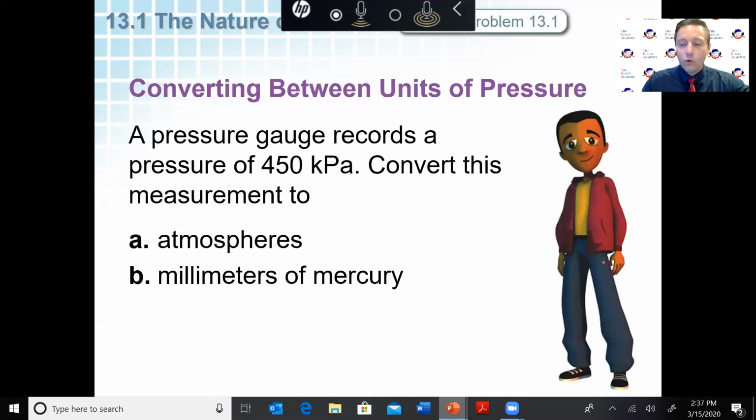So first off, we're going to do an example problem here. Now, you know that our PowerPoints have a lot of examples in them, and they show you, for the most part, the exact same way that I teach you to do it. So we're going to look at, if you had a pressure gauge that registered 450 kilopascals, how do you convert that to atmospheres or millimeters of mercury? And we're going to try and do part A first, which is converting to atmospheres, and then we're going to convert that same 450 kilopascals.